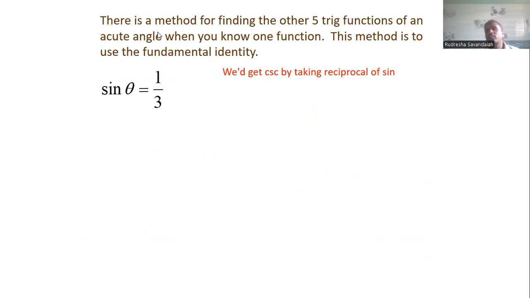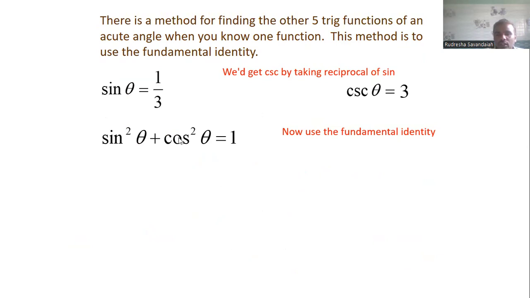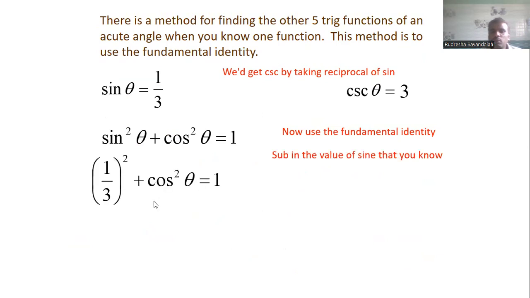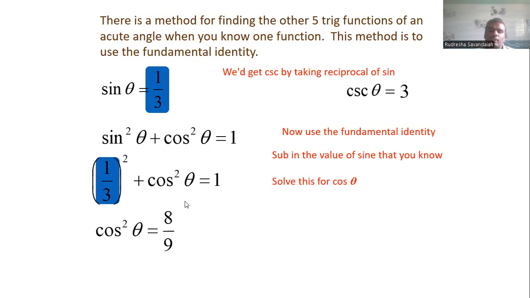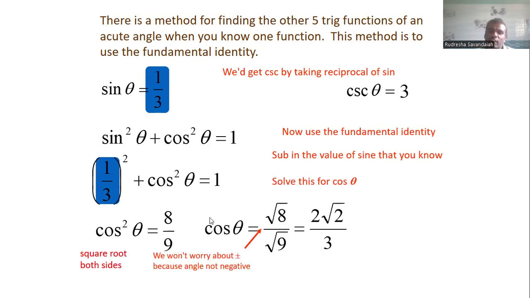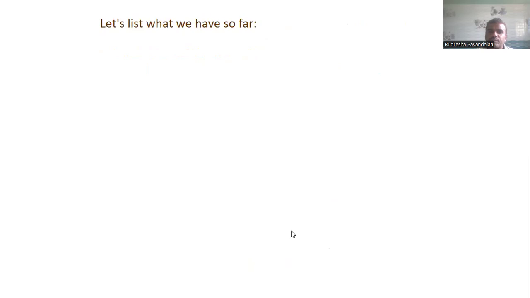There is a method for finding the other five trigonometric functions of an acute angle when you know one function. This method is to use the fundamental identity. Sin theta is equal to 1 by 3. Sin square theta plus cos square theta equals 1. 1 by 3 whole square plus cos square theta equals 1. Cos square theta is equal to 8 by 9. Cos theta is equal to square root of 8 by square root of 9, which is 2 times square root of 2 by 3.